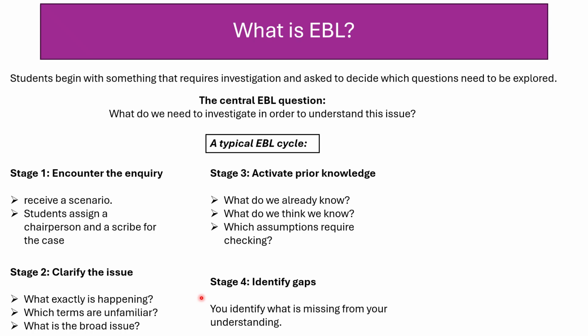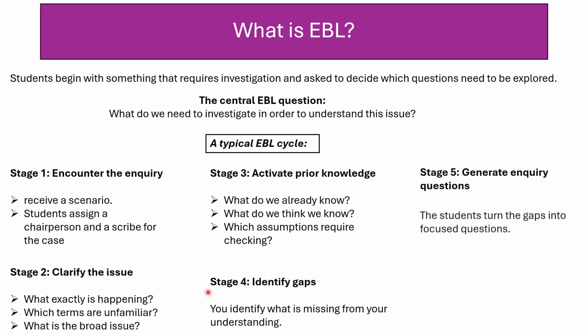Okay, you identify what's missing from your understanding. So for example, if you are going through the bacterial infection case, and then you found that you have no idea about antibiotic resistance, that's a gap in your understanding, and that's a big area that you need to start searching on to be able to understand this issue in full. Then in stage 5, you will generate inquiry questions, which means the students turn the gap into a focused question.